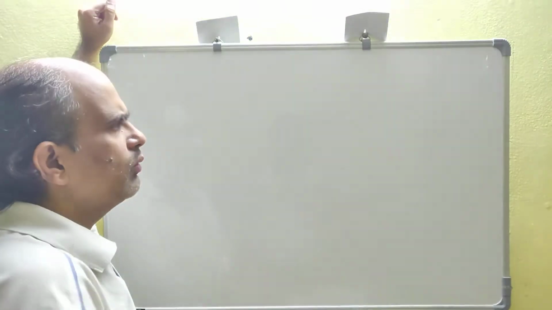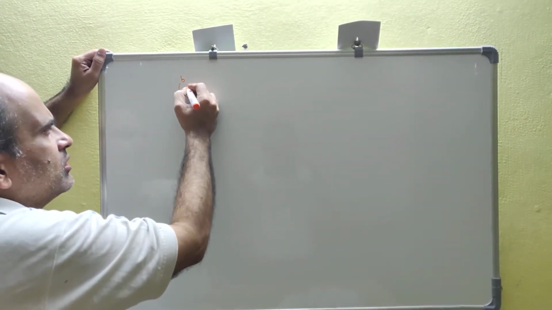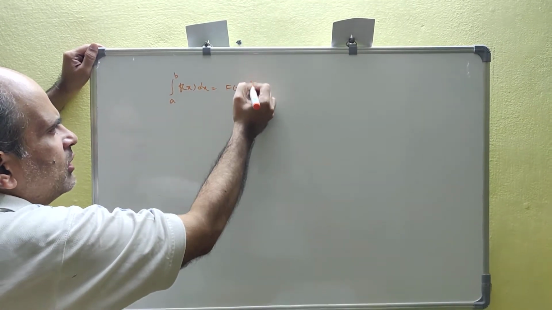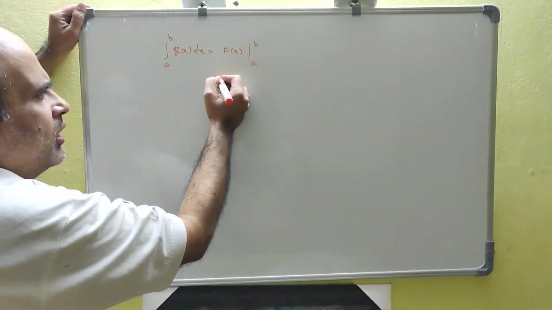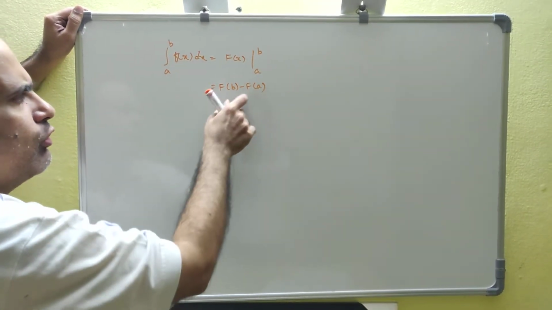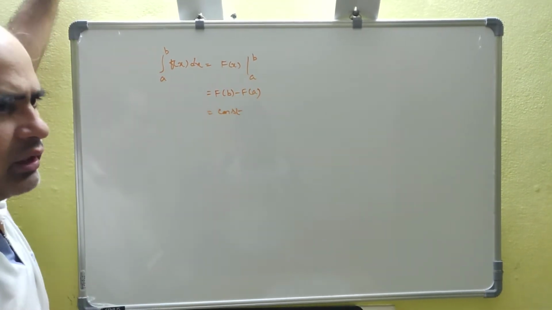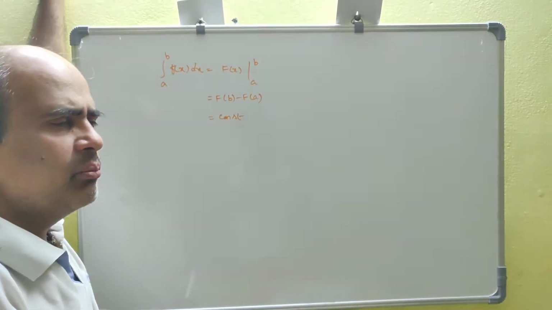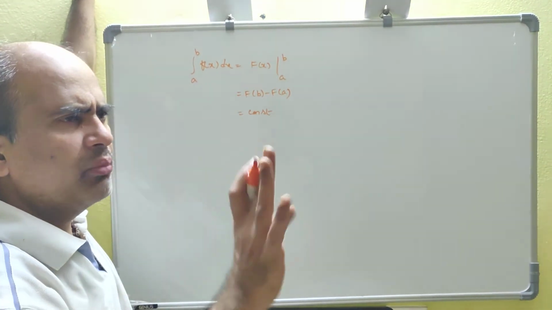To just recollect what a definite integration is: if you have any integration with bounds, then you have some capital F of x from a to b. A is called the lower limit and b is called the upper limit. This is F of b minus F of a. So if you do this, you will get a constant value. The constant can be either 0, a negative number, or a positive number. It's just a number.